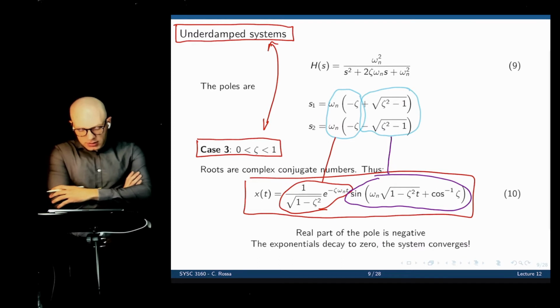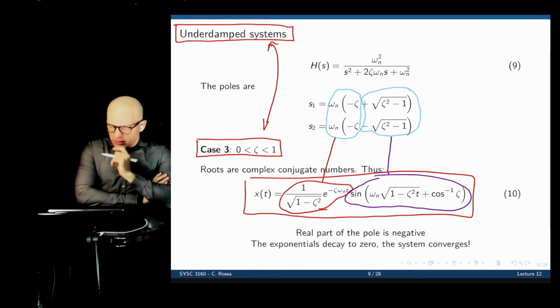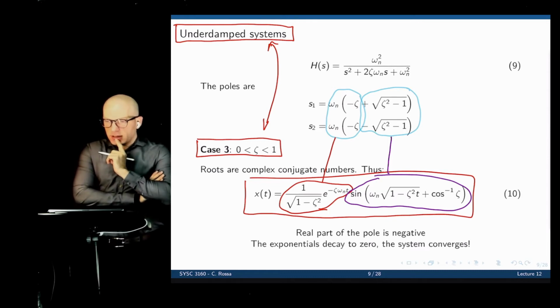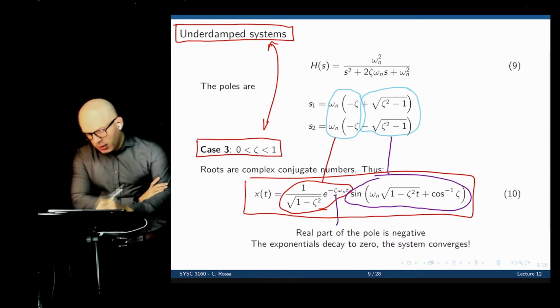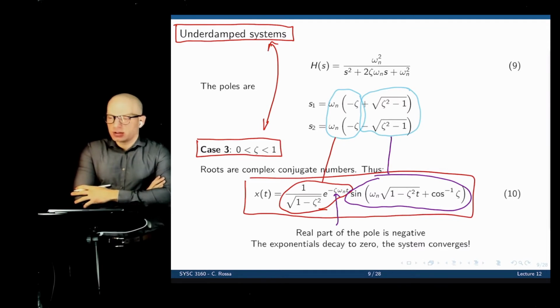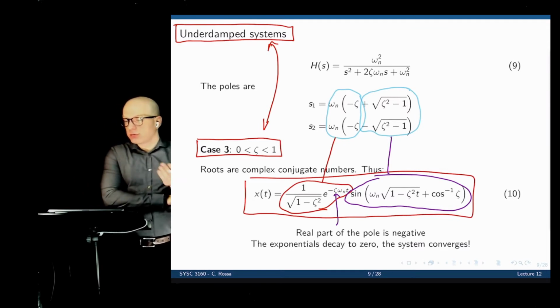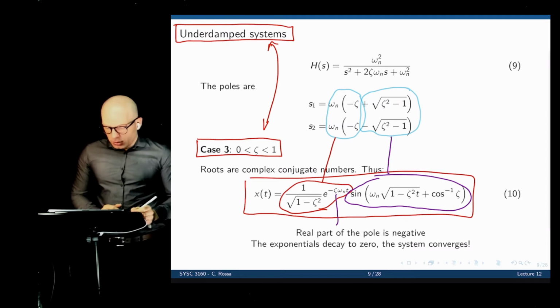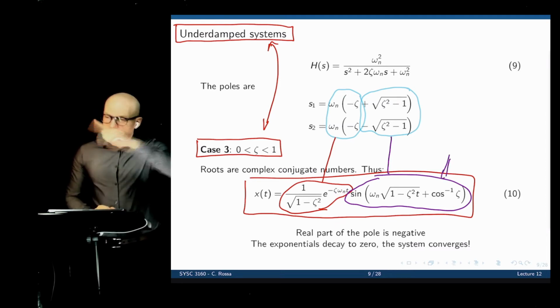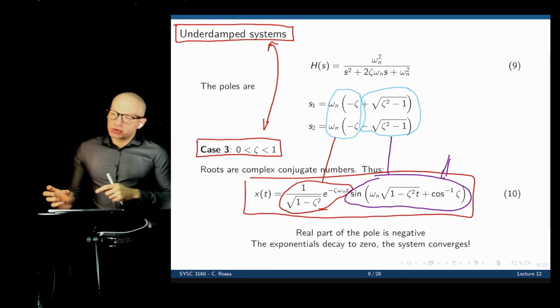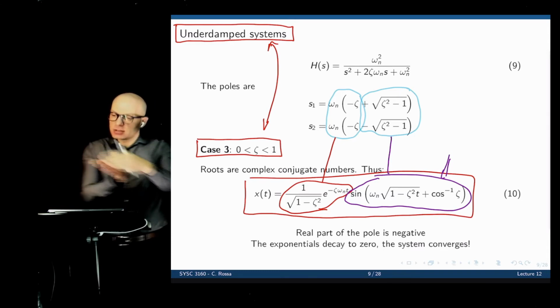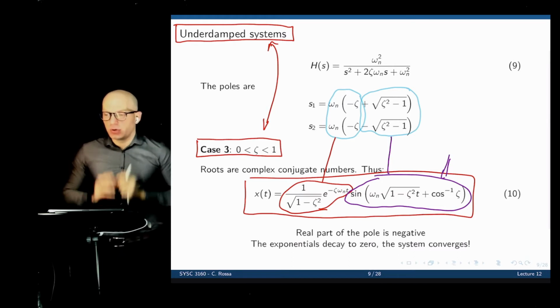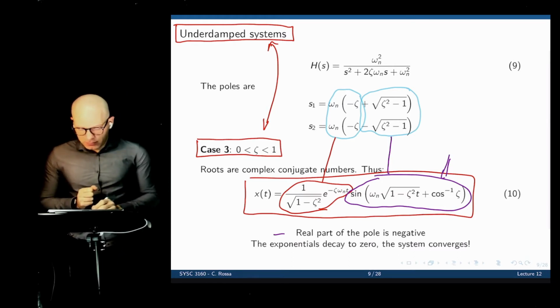What else can we see? We can see that the real part of the pole is still negative, meaning that the exponentials will eventually decay to zero. And that's what we see here. We see that what multiplies t in the exponential is a negative number. So as t goes to infinity, the whole part goes to zero, which brings the entire part of the system to zero. So we have two components. The second component always oscillates, but is multiplied by an exponential component that in turn decays slowly to zero. So the whole thing eventually decays to zero. And why? Because the real part of the pole is negative.